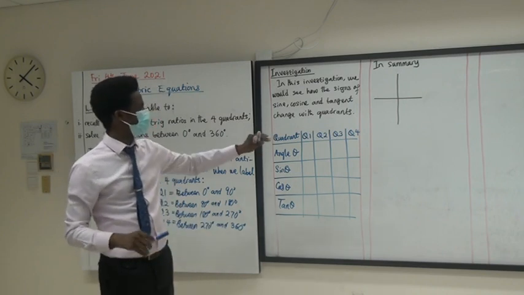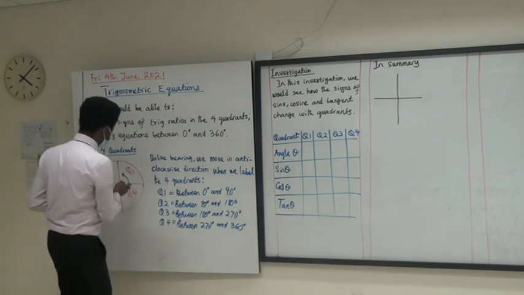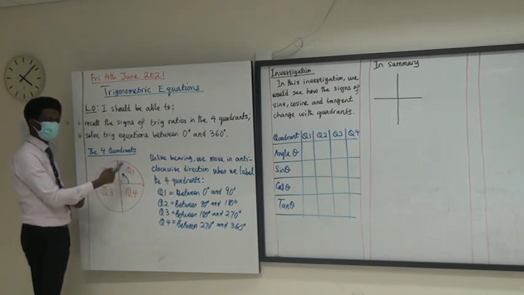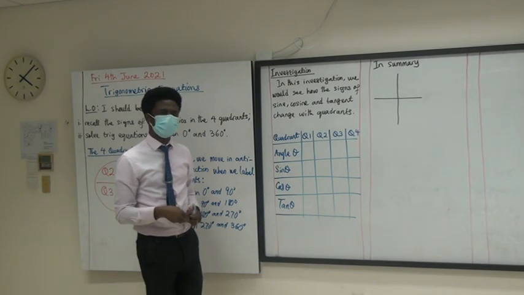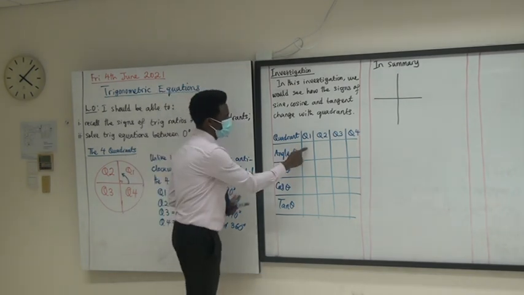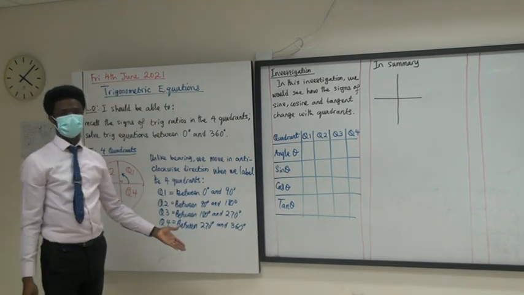So, we want to see how the sign will change with this quadrant. Is it going to be the same? Is everything going to be the same when I move here? Let's check. So, I want someone to suggest an angle. We want to suggest different angles in this quadrant based on this.